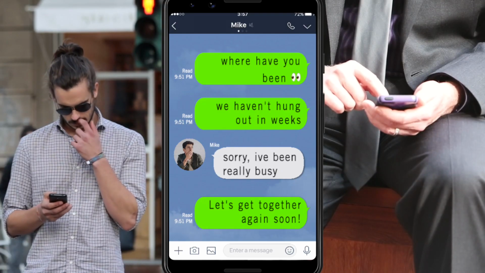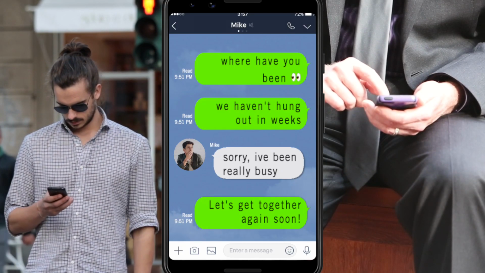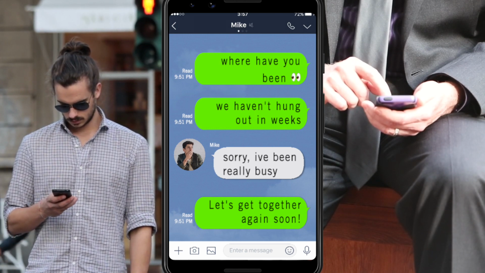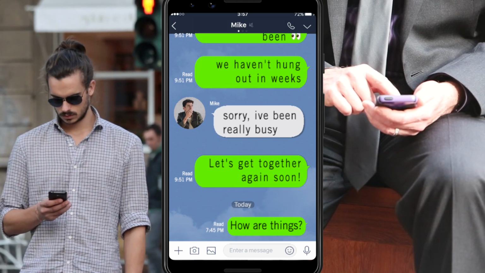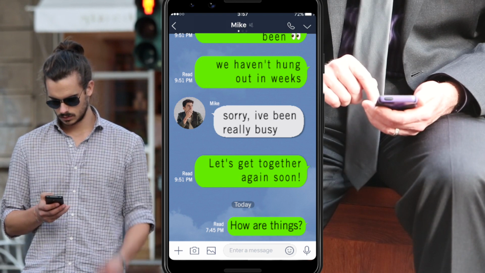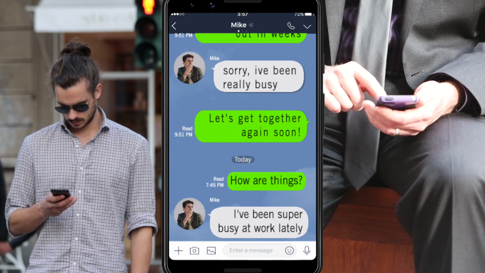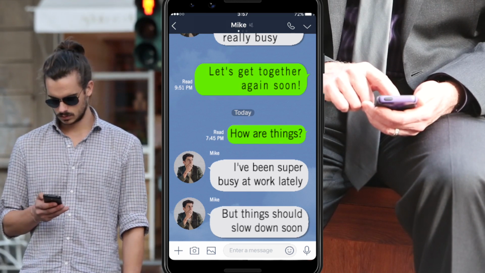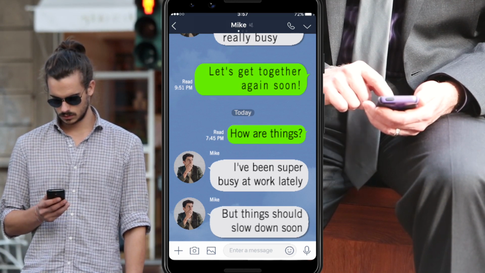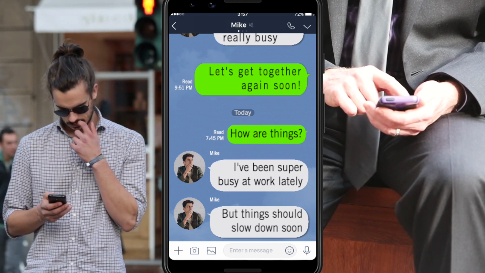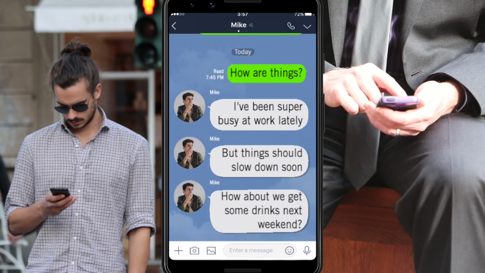So asking someone how are things is a really good way to get someone chatting about whatever it is going on in their life. You can even go a step further and ask how are things at work, how are things back home, how are things at school. People generally are more open to talking about things going on around them than the things going on inside them, especially on a phone.